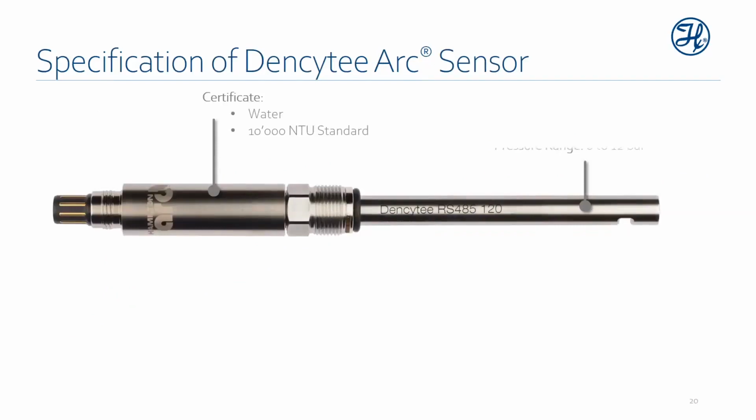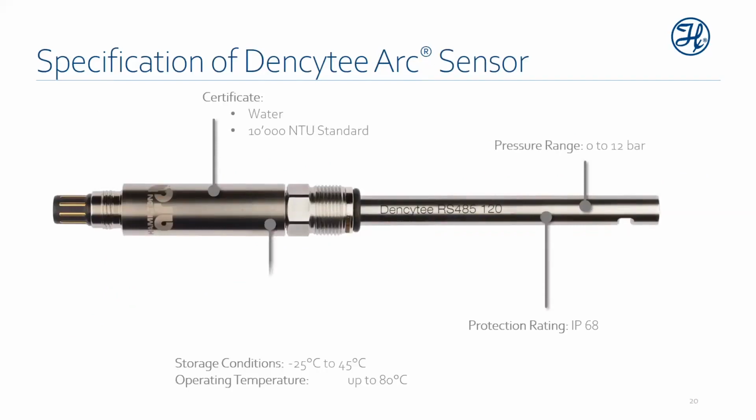The sensor itself comes pre-calibrated from the factory, and we have certificate standards that come with it so that you know it can measure a low and high range of measurement out of the box, and it's within conformity. So we have water as well as a 10,000 NTU standard that comes with the sensor itself, as well as the sensor being pre-calibrated from the factory.